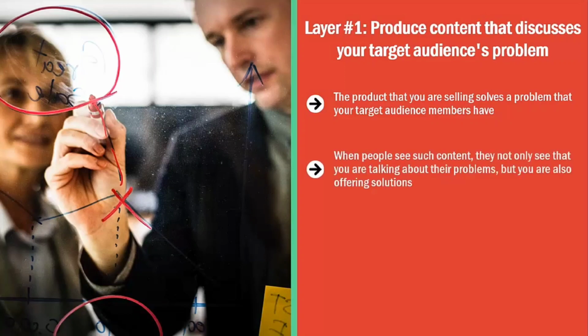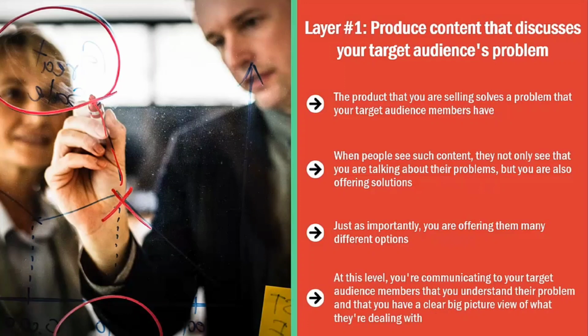Create content that discusses their problem. When people see such content, they not only see that you are talking about their problems, but you are also offering solutions. When they see this, you establish authority and credibility. You are talking their language. You are speaking to issues that are important to them. Just as importantly, you are offering them many different options. And by doing so, you establish your expertise. You're not just some random person telling them to buy one product and one product alone.